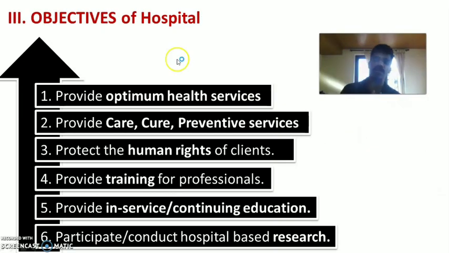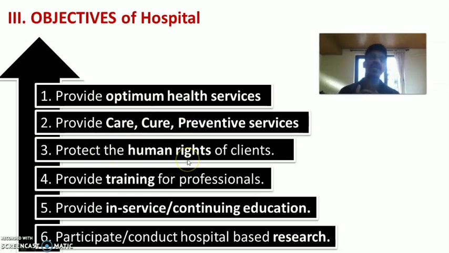Next is the objectives of hospital. So there are 6 important objectives for hospital. One is to provide optimum, maximum health services to the patient. Second objective is to provide care, cure, various preventive services. So care, promotive, preventive, curative, protective, etc. So to provide care, cure, preventive services.